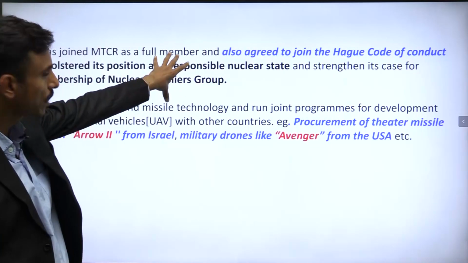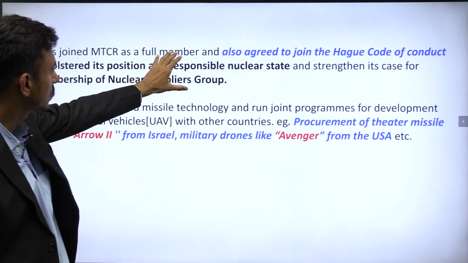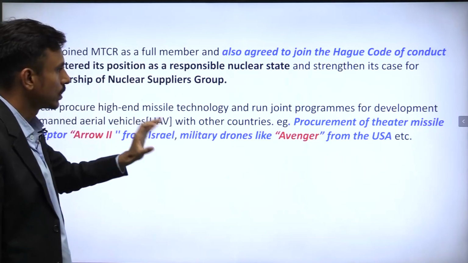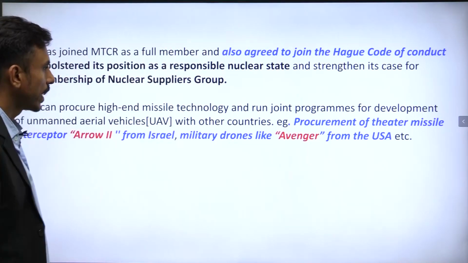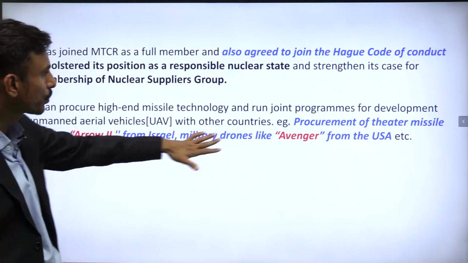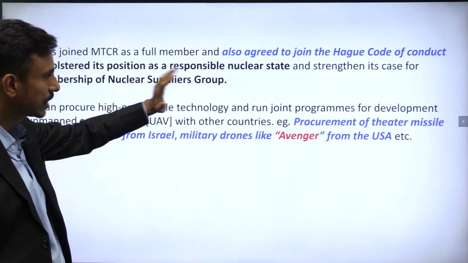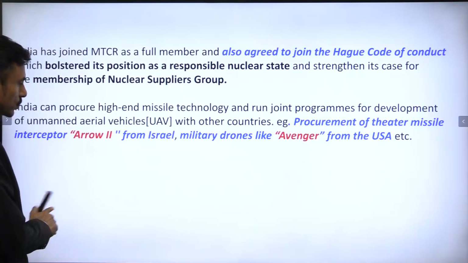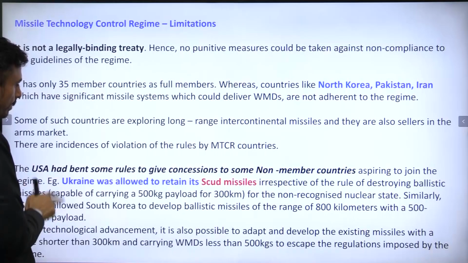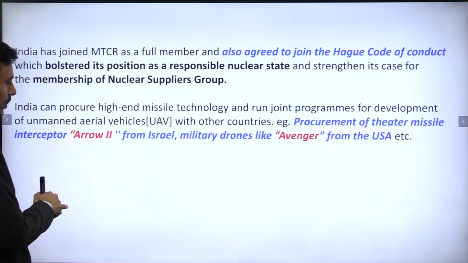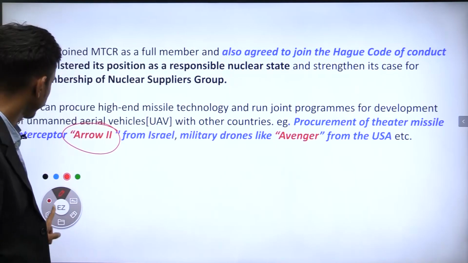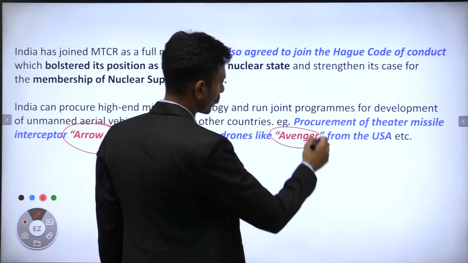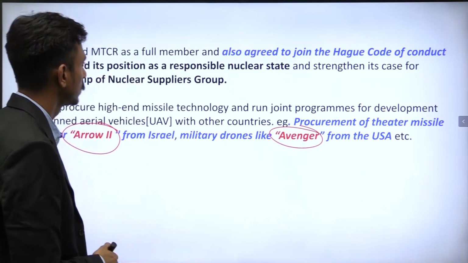India became a full member of the MTCR in the year 2016 and also agreed to join the Hague Code of Conduct, which we have already joined. And guys, under the MTCR, we are able to procure various missiles, like a theater missile interceptor from Israel, also called Arrow 2nd. So they may ask you this question. Arrow 2nd is a missile technology which we procured from Israel. Similarly, military drones called Avenger were procured from America.